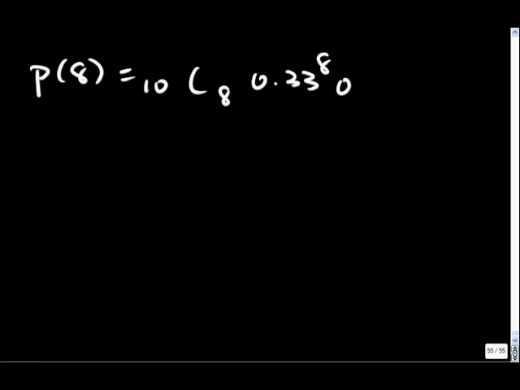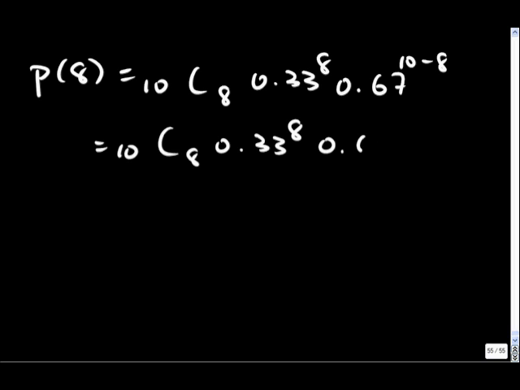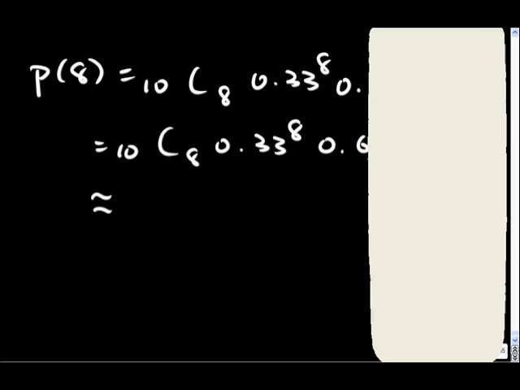P of 8. 10C8, 0.33 to the 8th power, 0.67 to the 10 minus 8th power. That becomes 10C8, 0.33 to the 8th power, 0.67 to the second power. We'll see what this is approximately to the nearest 10 thousandths.